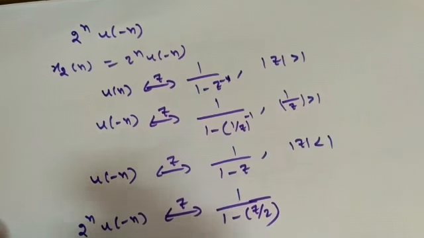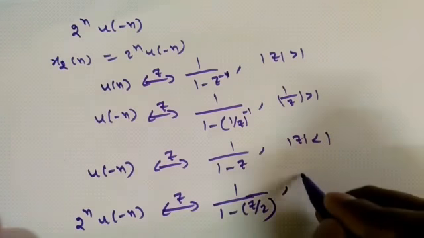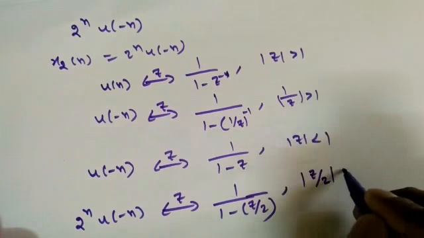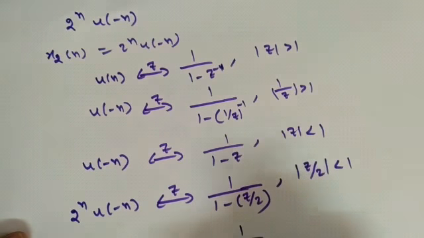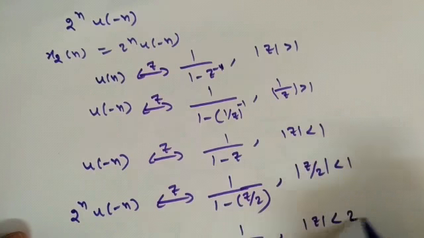So Z by a, right? Z by Z naught. Here also Z by Z naught, Z by 2, so less than 1. So what is this? We'll get 1 by 1 minus 1 by 2 into z, and mod z is less than 2.